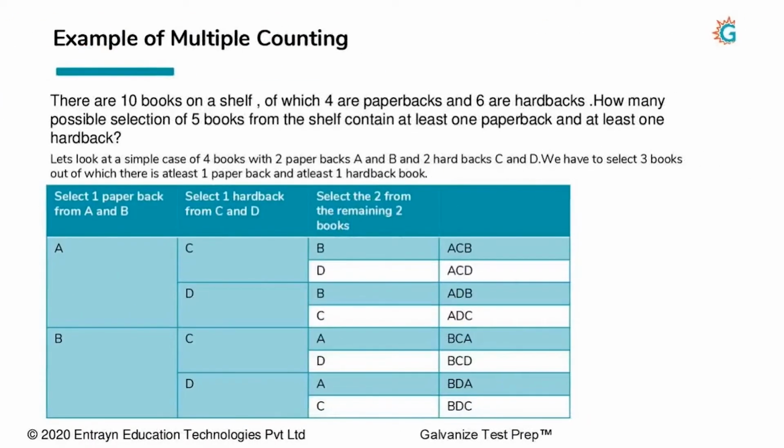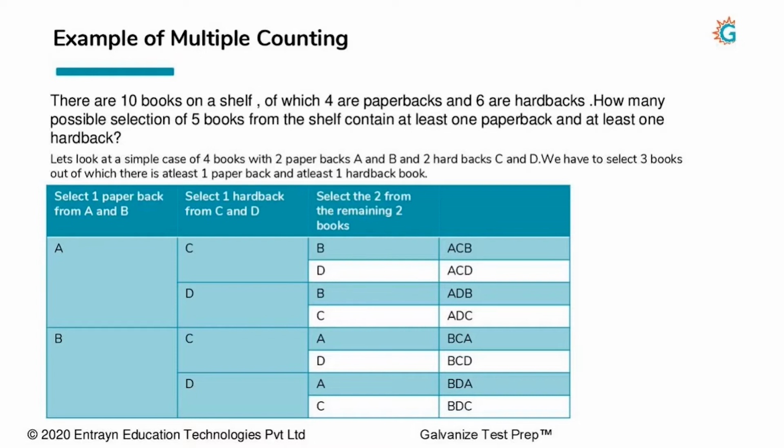Instead of 10, I'm going to take a simple example so that I can list it out so that you understand it better. Instead of 10, I've taken 4 books. Suppose there are 4 books with 2 paperbacks A and B and 2 hardbacks C and D. Here, we have to select 3 books from these 4 books, out of which at least one paperback and at least one hardback is there. Clear? So according to your instinct, you would do it as 2C1 times 2C1. 2 books are already selected. From the remaining 2 books, select 1 book. So 2C1 times 2C1 times 2C1. That is what you would do.